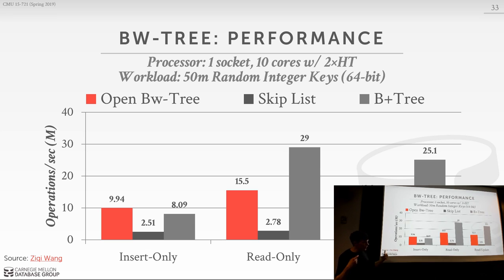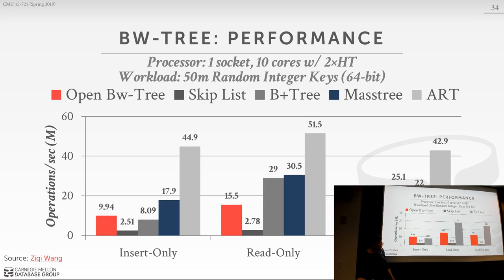Then you get even more embarrassed when we compare against a bunch of other data structures, which we'll discuss next class. This is the BW tree, the skip list, the modern skip list, and the B+ tree. But now we're also throwing in the MassTree and the ART index, right? The assigned reading for next class is the ART index. It's a radix tree, it's a trie. MassTree is a tree of tries. Again, we will discuss what these are next class.